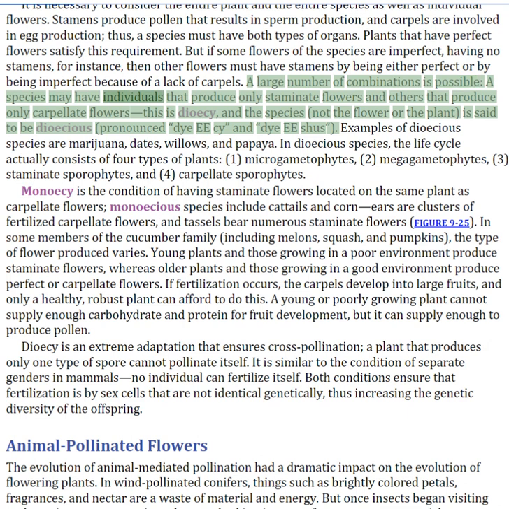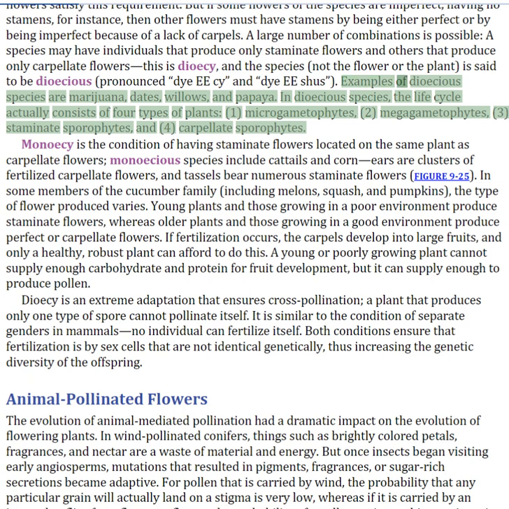A species may have individuals that produce only staminate flowers and others that produce only carpellate flowers. This is dioecious, and the species is said to be dioecious. Examples of dioecious species are marijuana, dates, willows, and papaya. In dioecious species, the life cycle actually consists of 4 types of plants: microgametophytes, megagametophytes, staminate sporophytes, and carpellate sporophytes.